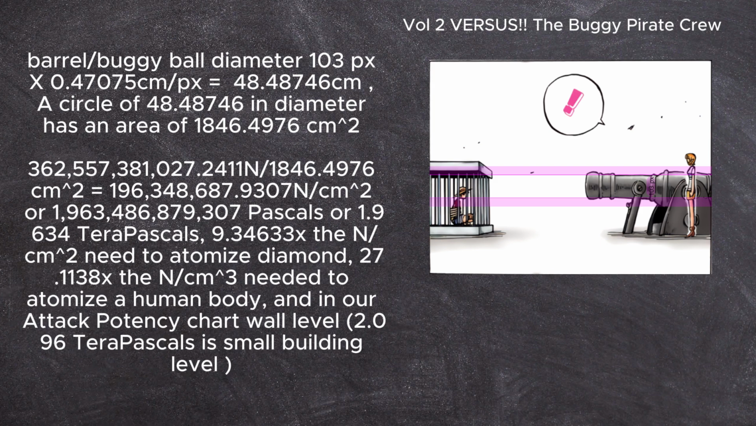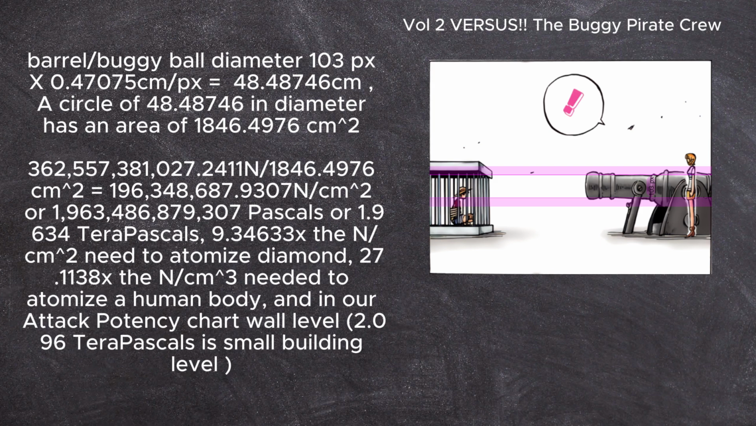196,348,687.9307 newtons per centimeter squared, or 1,963,486,879,307 pascals, or 1.9634 terapascals. That is 9.34633x the newtons per centimeter squared needed to atomize diamond, and 27.1138x the newtons per centimeter squared needed to atomize a human body.